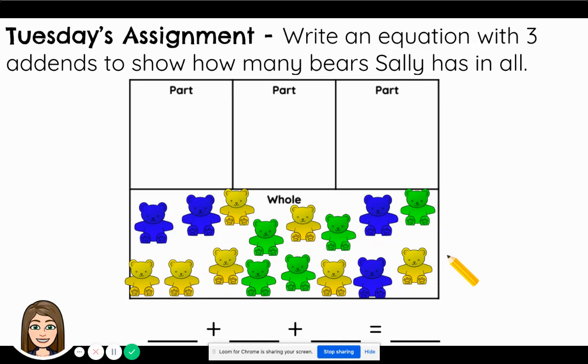Now, here is your math assignment for today. You need to write an equation with 3 addends to show how many bears Sally has in all. Do your best!